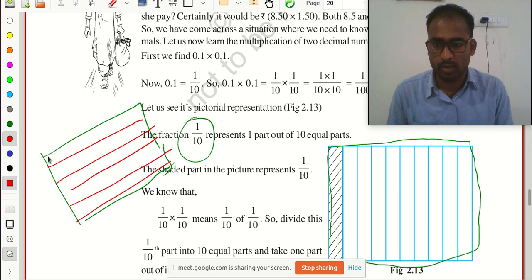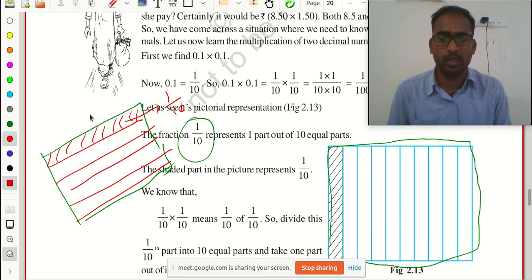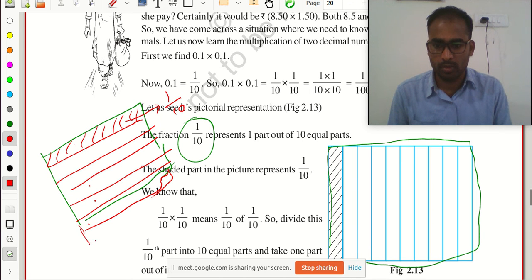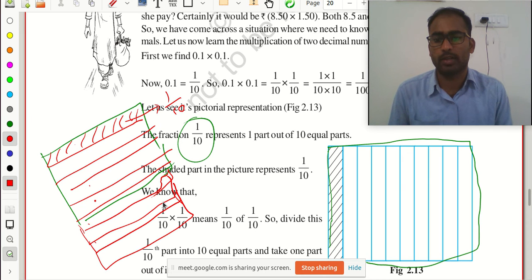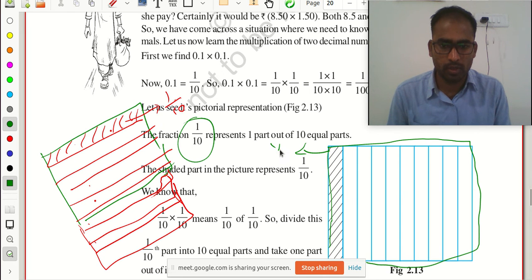Clear? Here this is the 1 by 10th part, 1 out of 10. Like this: 1, 2, 3, 4, 5, 6, 7, 8, 9, 10. Total 10 parts. This is 1 out of 10, and here I am having 1 out of 10. This is also the same, 1 out of 10.